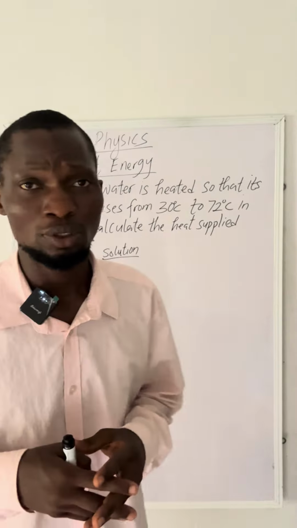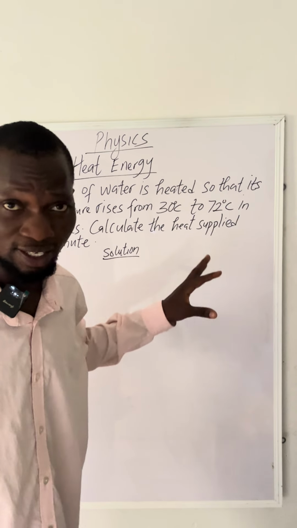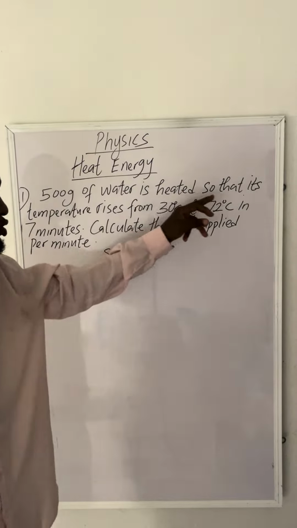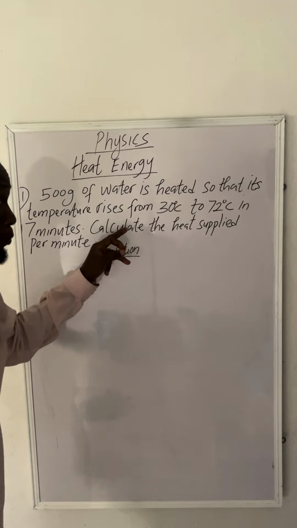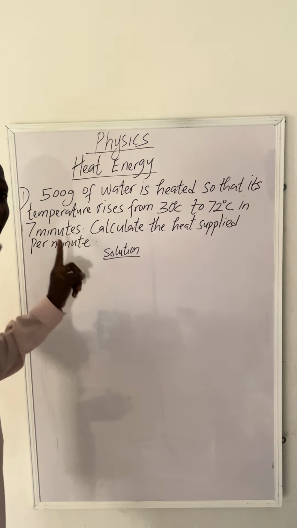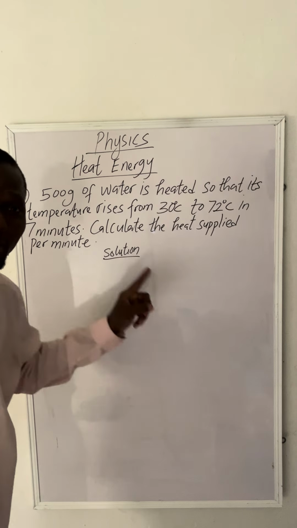Good day, everyone. Now, let us look at the solution to the practice questions that we gave in our last class. 500 grams of water is heated so that its temperature rises from 30 degrees Celsius to 72 degrees Celsius in 7 minutes. Calculate the heat supplied per minute.